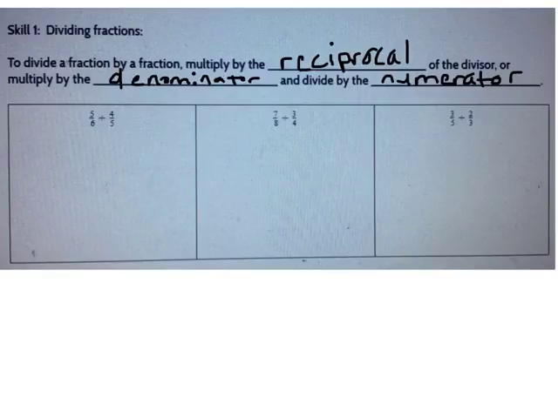Let's look at our first problem, 5/6 divided by 4/5. What's the dividend in this problem? The dividend is 5/6. Label it on your paper. What's the divisor in this problem? The divisor is 4/5. So 4/5 is the number that I'm going to find the reciprocal of.